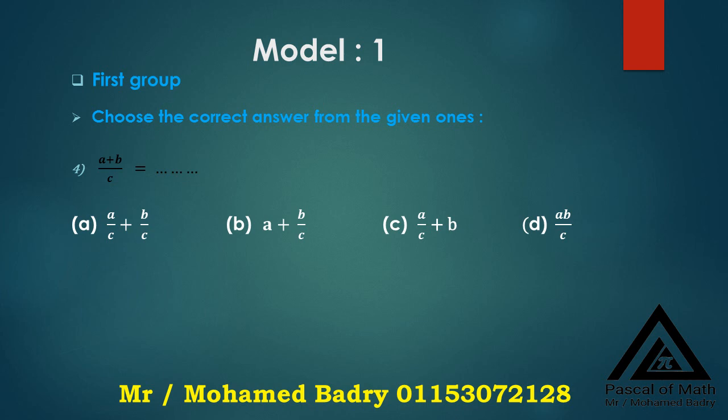Now, question 4. A plus B over C equals space. If there are times or divide, we will cancel the numerator with denominator. But in this case, there are plus. We will distribute the numerator by denominator. A plus B over C equals A over C plus B over C. The correct answer will be A.